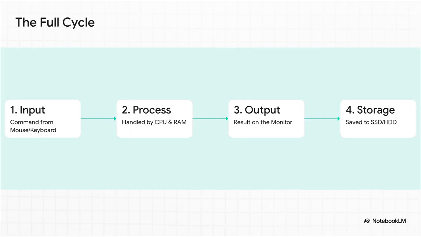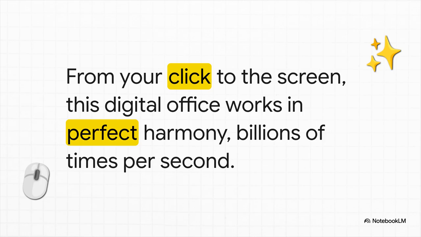And boom, this slide brings it all together. The whole journey, full circle. You provide the input with your mouse. The CPU and RAM process that command. The result is sent to an output device, like your monitor. And if you decide to save it, it gets filed away in storage on your hard drive. The IPOS cycle complete.